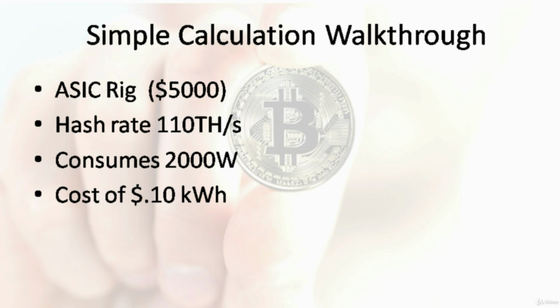Alright, so let us go over a high-level income calculation. Let's say we bought an ASIC rig for $5,000 with a hash rate of 110 trillion hashes per second. This rig consumes 2,000 watts at a cost of 10 cents per kilowatt hour. We're not going to calculate this by hand since there are one too many online calculators out there that are tied to the Bitcoin difficulty chart and the current Bitcoin market price. So it is a moot point to calculate all of this information by hand.